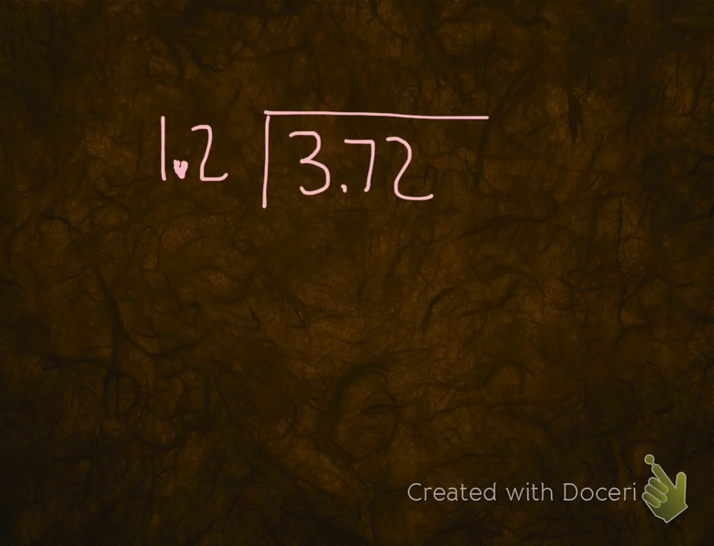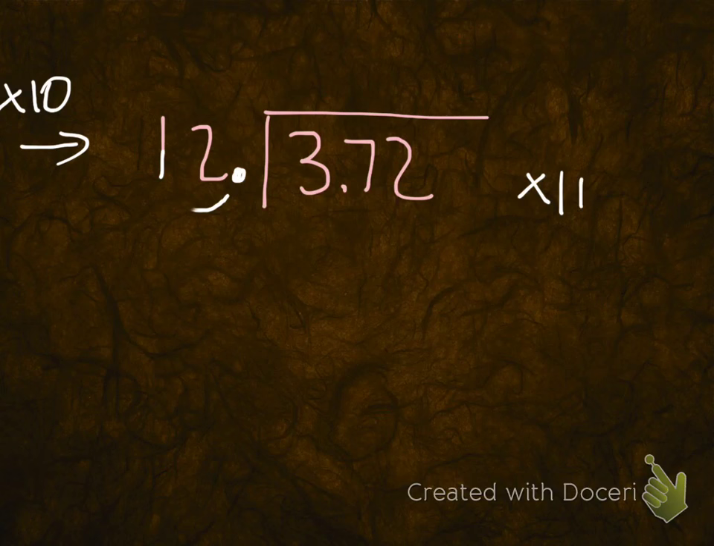One last example. If I have 3 72/100 and I'm dividing it by 1 2/10, what I'm trying to find is how many 1 2/10 are in 3 72/100. Well, the 1 2/10 is not a whole number, and my goal is to get that divisor to be a whole number, and I know if I multiply that divisor by 10, that decimal moves over one place, and it becomes 12 wholes.